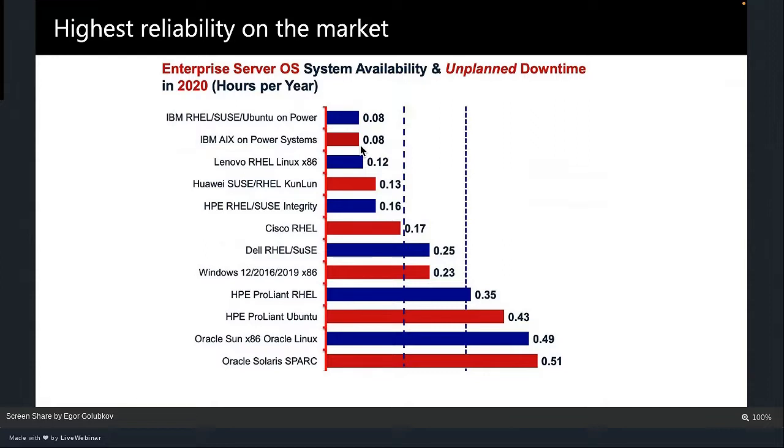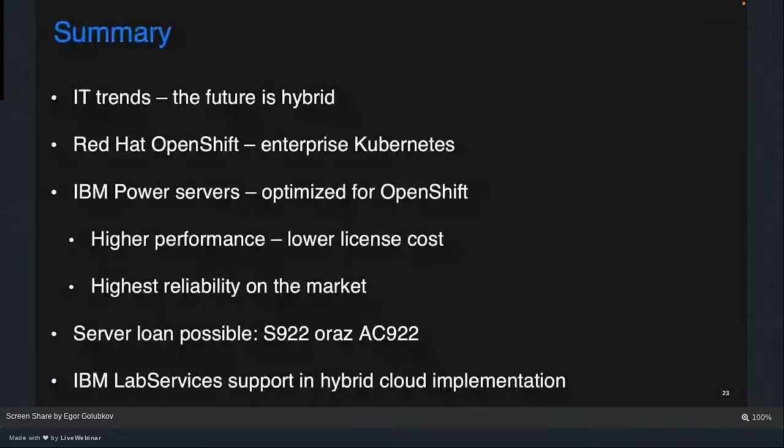So for example, if somebody has a production company and the whole production is stopped for 1 hour, then the cost will be even higher. And I think that this graph shows the reliability, which is also important. And of course, together with reliability comes the highest performance compared to the x86 server. So I think that this slide is well to remember.